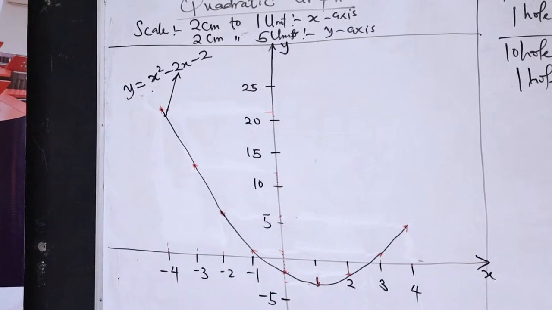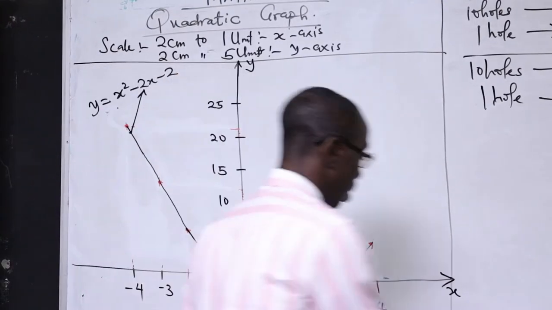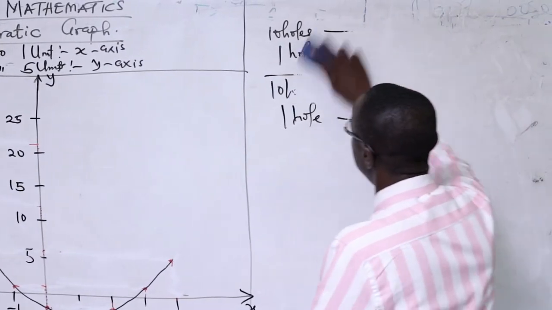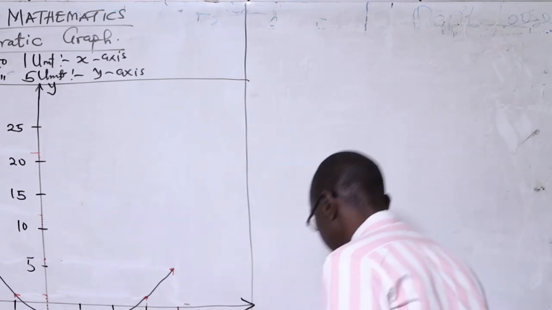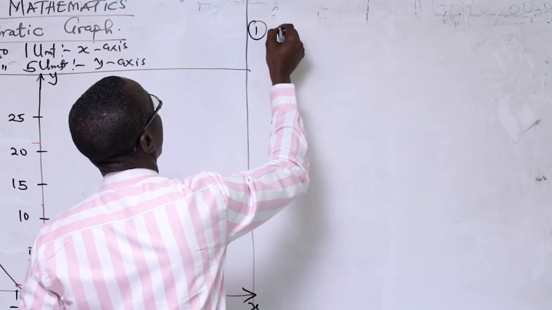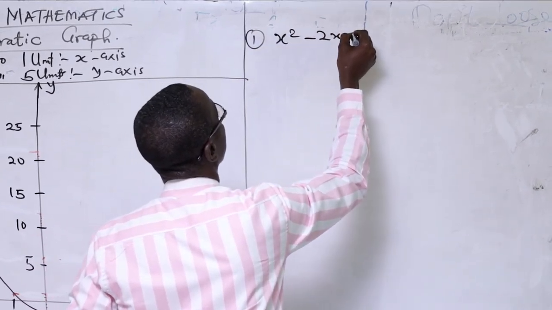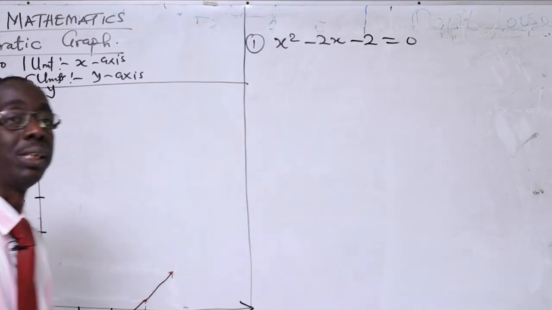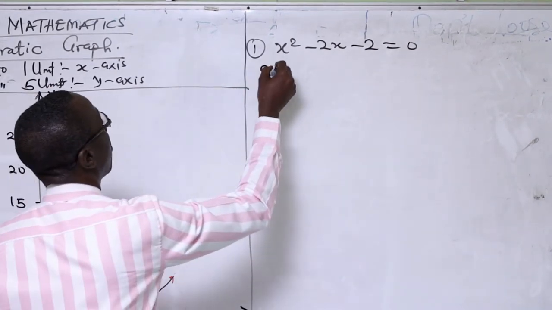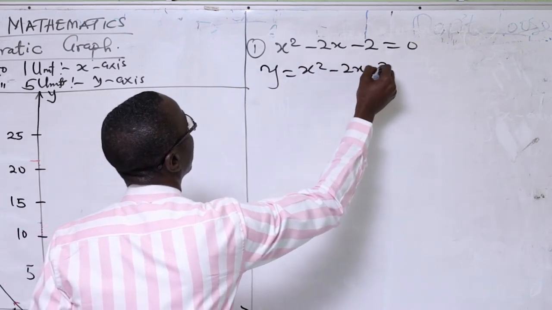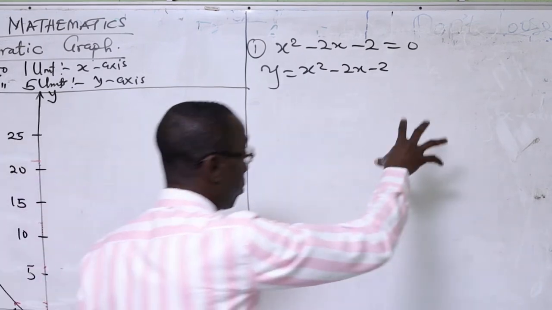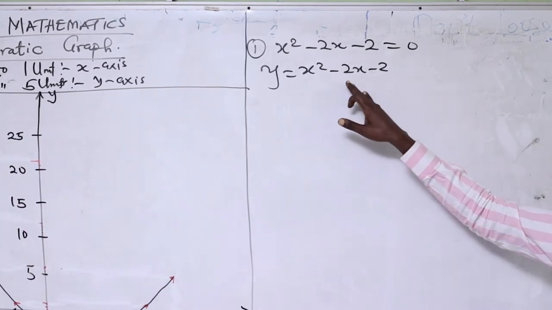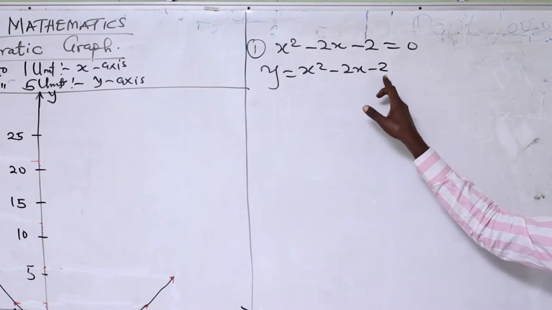Given your graph, find the root of the equation x squared minus 2x minus 2 is equal to 0. That's the first question there. What is the equation of the graph? Y is equal to x squared minus 2x minus 2. Right? Yes, sir. Okay, if you connect these two carefully, you discover that the equation of your graph is y is equal to x squared minus 2x minus 2.